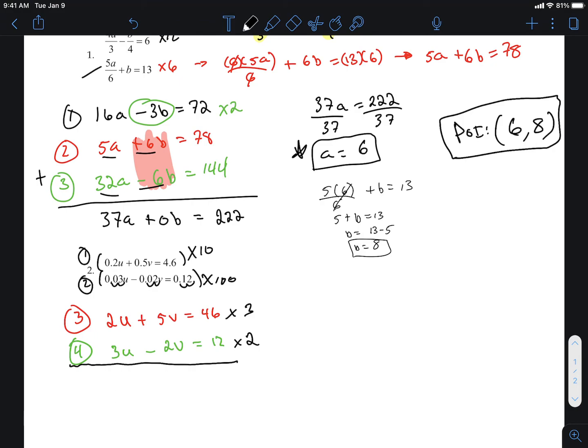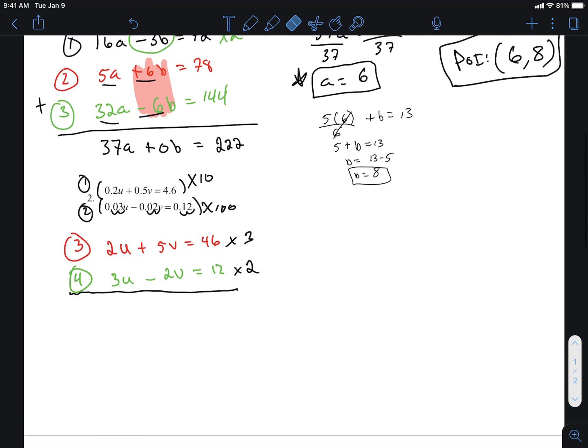You could also get rid of v by multiplying number 3, the red equation, by 2, and the green one by 5. That's going to make these two guys be 10. Doesn't matter. You're going to get the same answer regardless if you do everything right, obviously. Okay, so let's just stick with that because the numbers are a bit smaller.